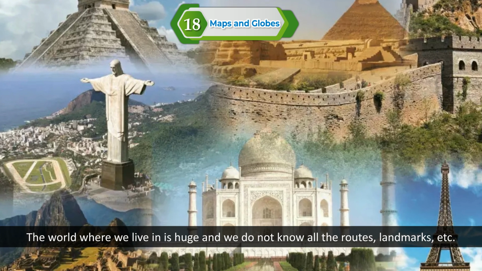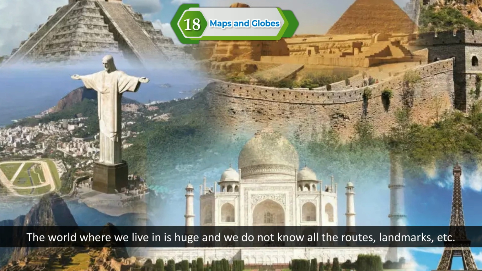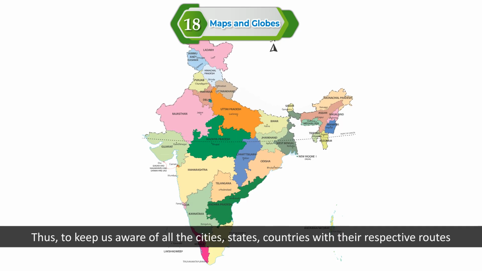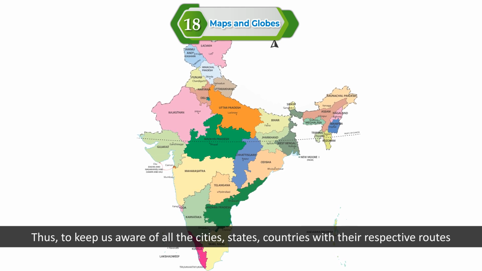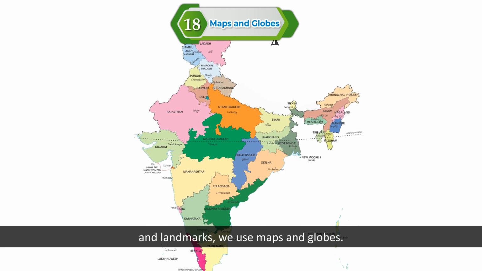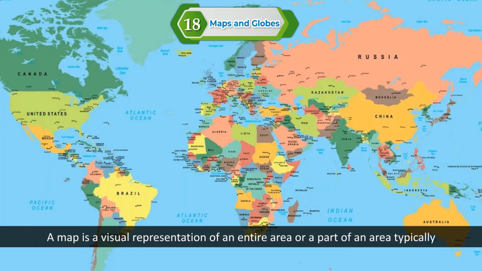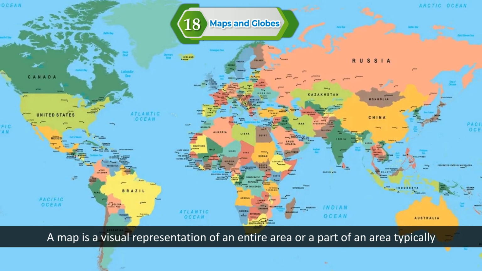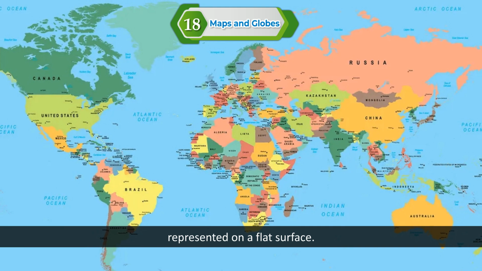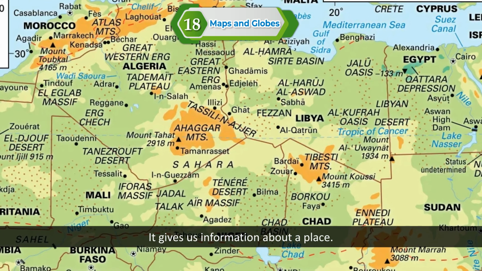The world where we live is huge and we do not know all the routes, landmarks, etc. Thus, to keep us aware of all the cities, states, countries with their respective routes and landmarks, we use maps and globes. Map. A map is a visual representation of an entire area or a part of an area, typically represented on a flat surface. It gives us information about a place.